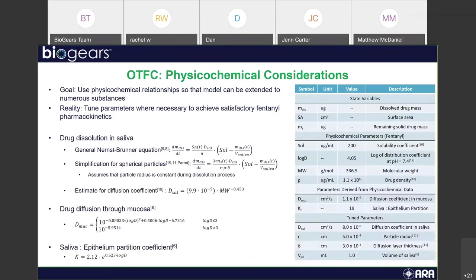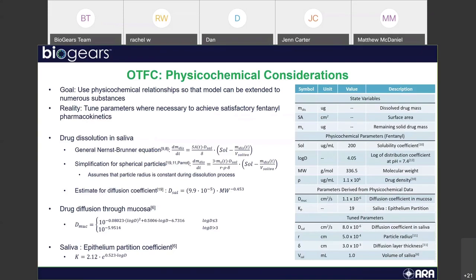So ideally, we would use physicochemical relationships so that this model could be extended to any number of substances. So if we were able to say that pKa and log P, the distribution coefficient, are always correlated, that'd be great because we could use any substance and it would get applied. That's not always the case, sadly. So since this model was fentanyl specific, we did tune many of these parameters to make them substance specific. Or I should say fentanyl specific.